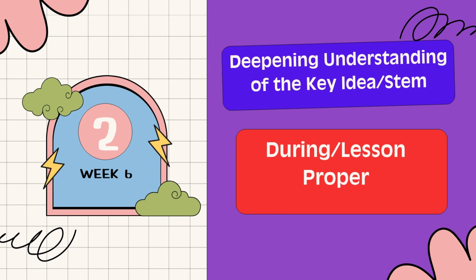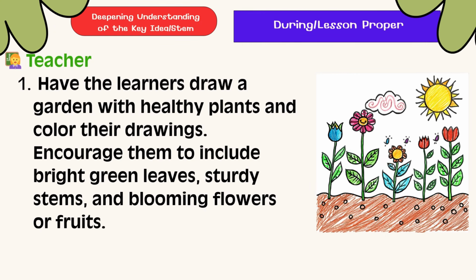Deepening understanding of the key idea stem. Have the learners draw a garden with healthy plants and color their drawings. Encourage them to include bright green leaves, sturdy stems, and blooming flowers or fruits.